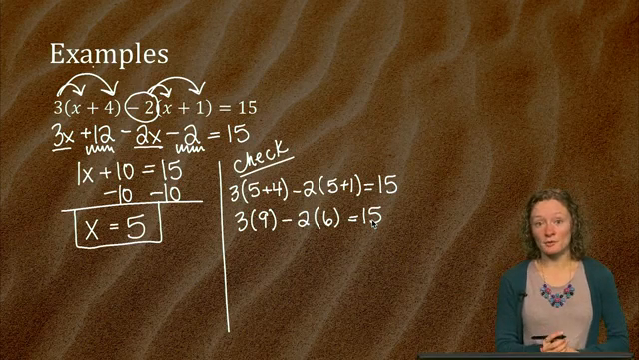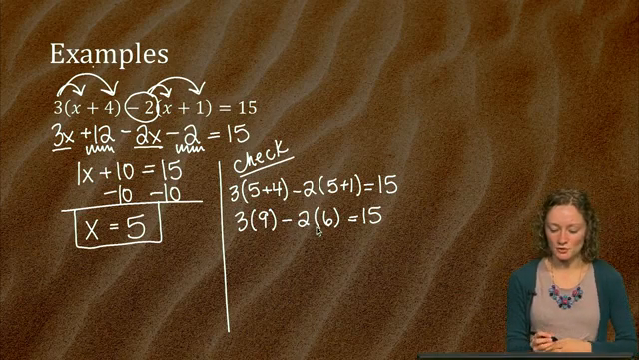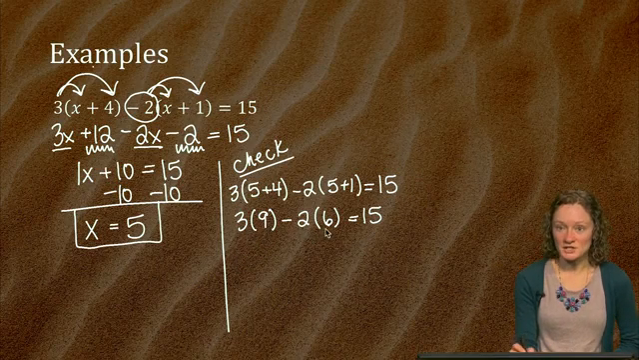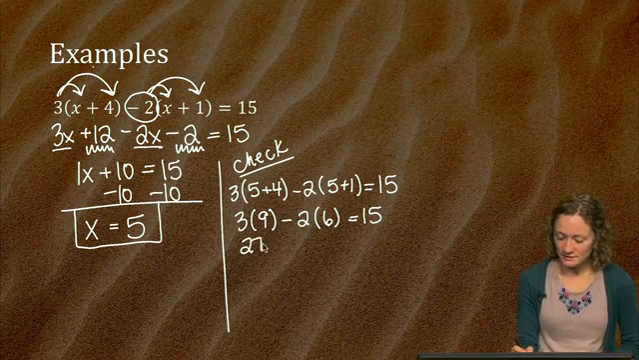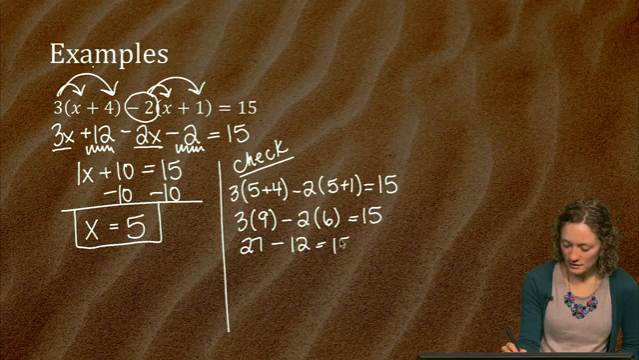Next thing we would look for would be exponents. We don't have any exponents here, so we can skip down to multiply or divide in PEMDAS or GEMDAS. We only have multiplication, so we'll carry out each of those multiplications. 3 times 9, 27, minus 2 times 6 is 12.